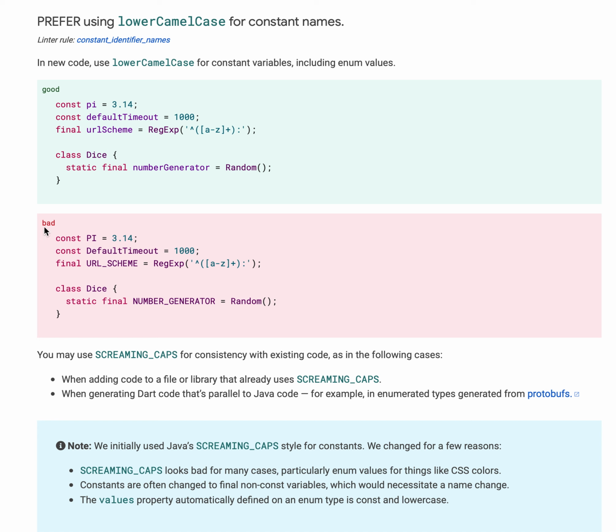And then we have a bad convention example where we are using screaming caps. Screaming caps are where all the letters are capital and separated by an underscore at the word boundary. For example, DEFAULT_TIMEOUT written like that is also a bad design.